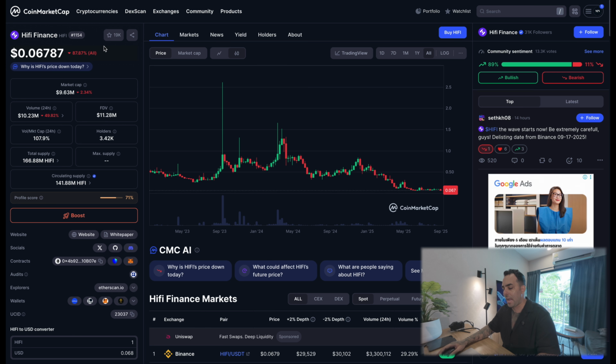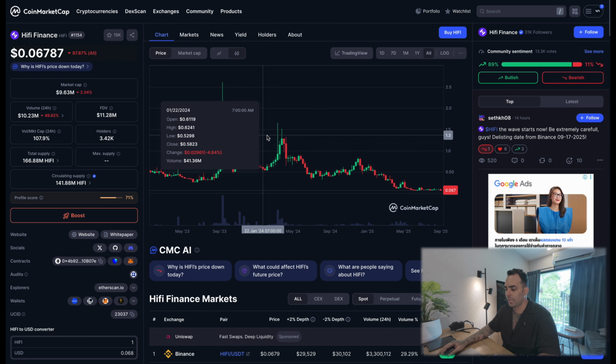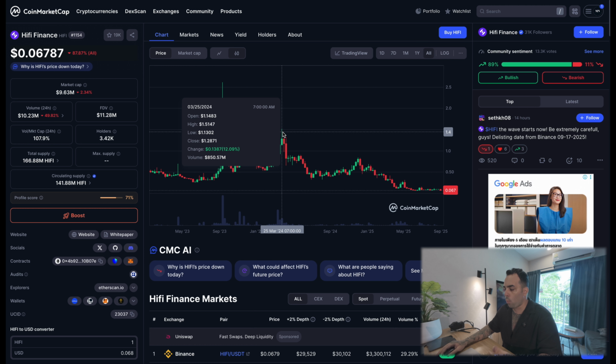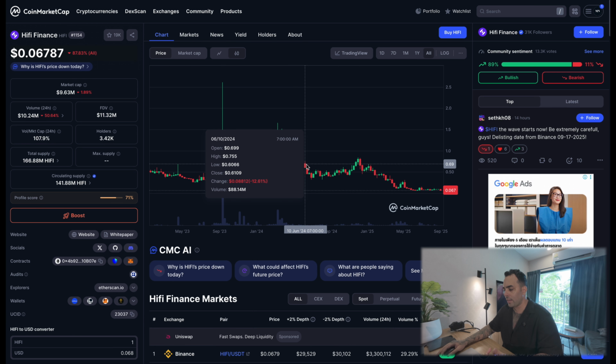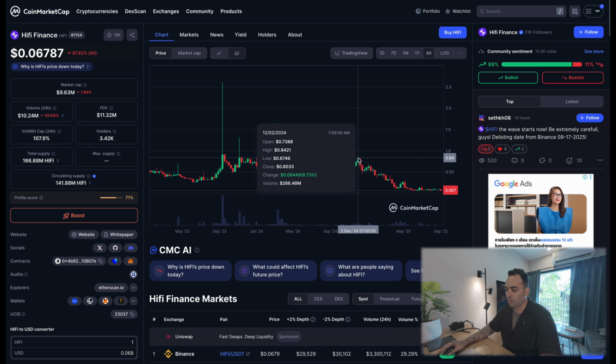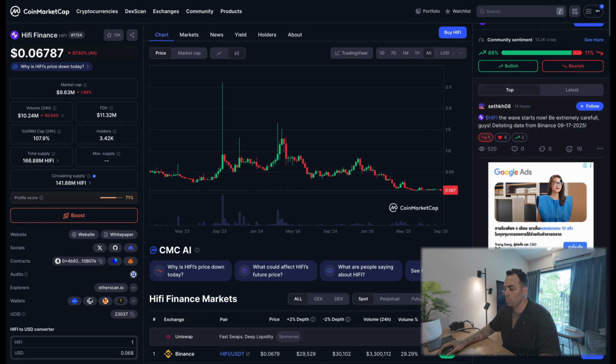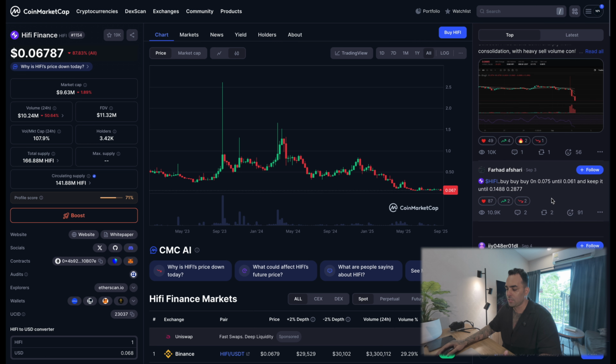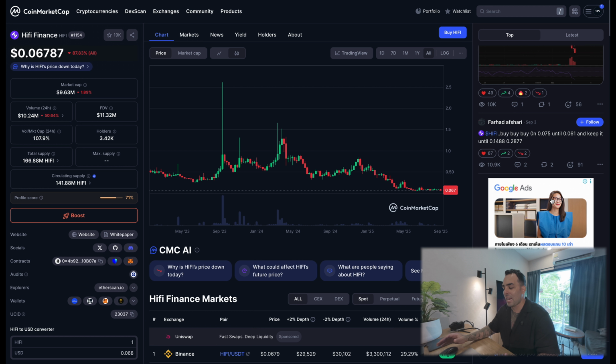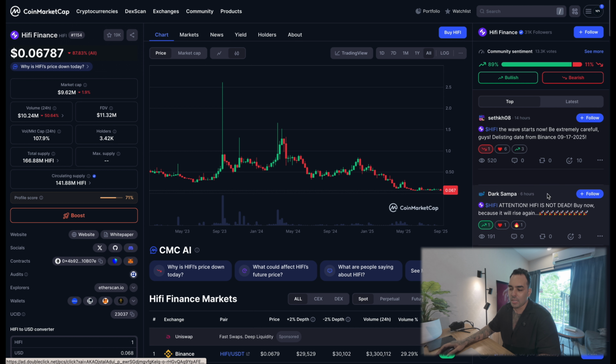Now, Hi-Fi Finance. This one, you see, had a really nice pump here, then it came down, then it actually had a red retracement for $1.40, then we went down again, then had another pump here to around 84 cents, and now we are down to 0.066. So you actually can take a look at the comments here. It's going to give you an idea, but it's not that important either. That's what I would say.